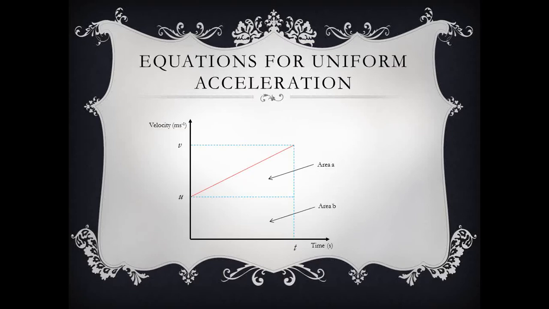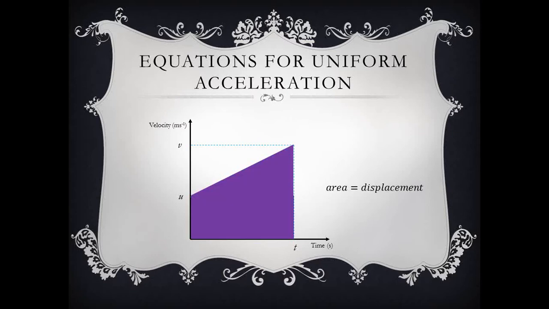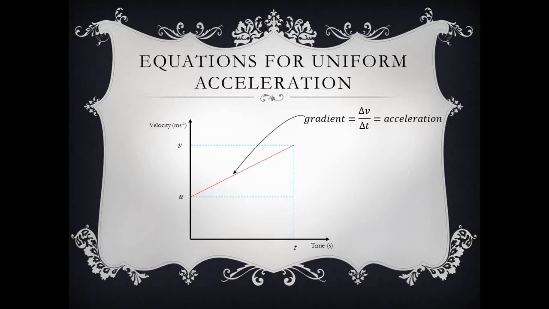If u is our starting or initial velocity and v is our finishing or final velocity, t is the time it takes to get from u to v. And the area under the graph is the displacement s. The gradient of the graph is the acceleration a. We can find the equations for uniform acceleration, or suvat equations, using this graph.